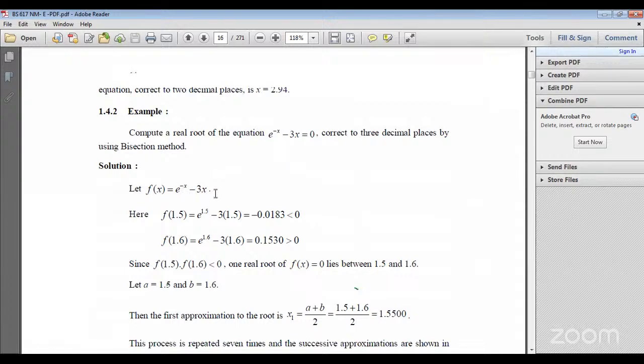E power minus x is equal to 3x. Applying the bisection method, f of 1.5 is positive and f of 1.6 is negative. So therefore f of 1.5 into f of 1.6 is less than 0.